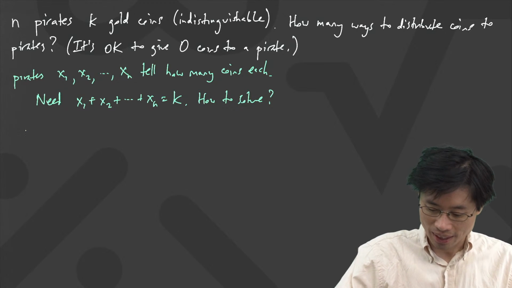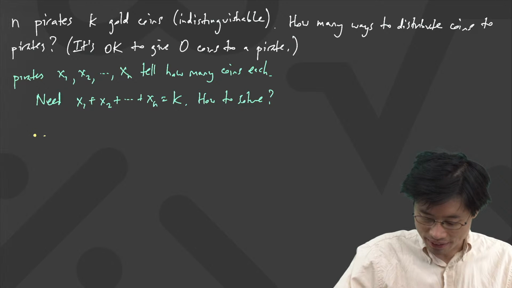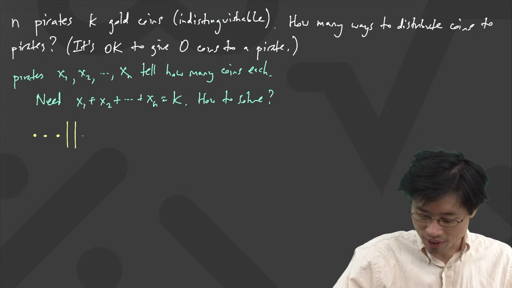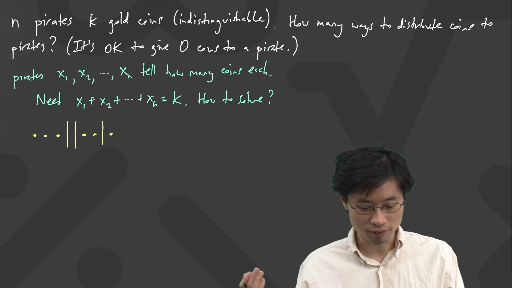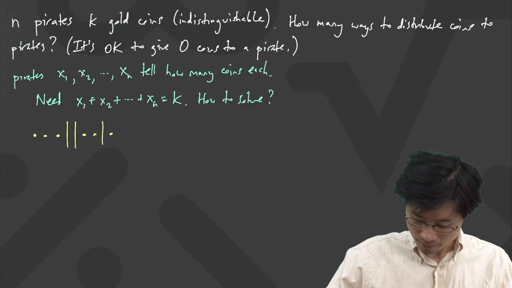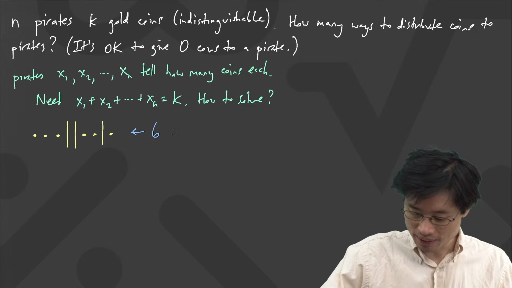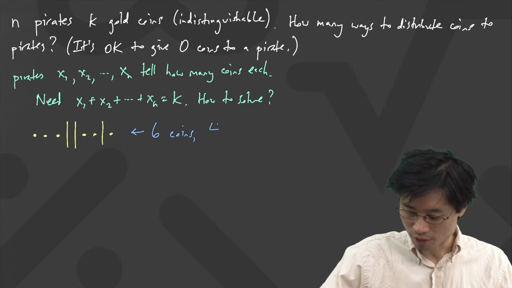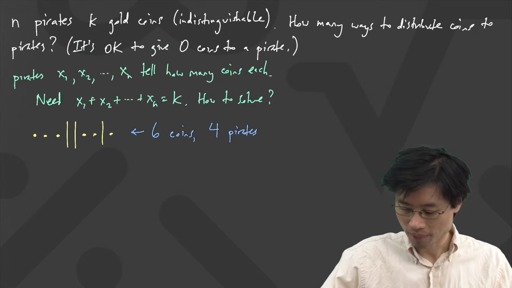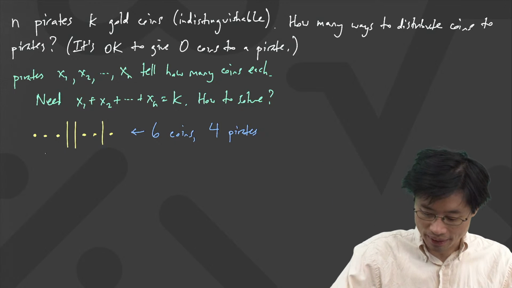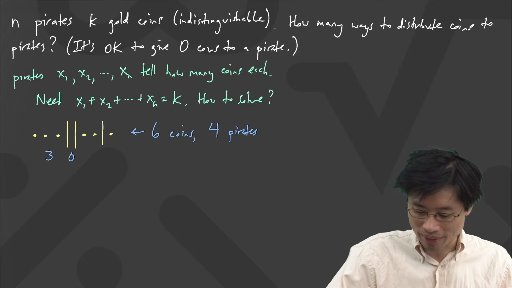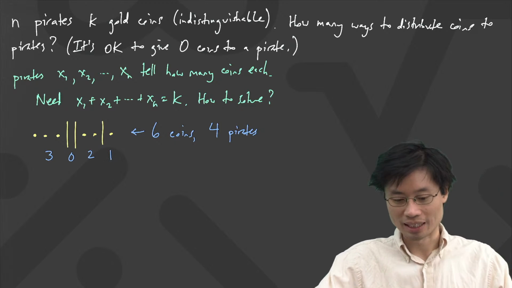And if I'm using the original version, then I can actually think of drawing a diagram, right? I can say, for example, if I draw something like this, some dots here, I'm going to put 3 of these vertical bars there. I'm just drawing something, okay? And what I've just drawn is a situation where I have 6 gold coins and 4 pirates. So this corresponds to 6 coins and 4 pirates. And it's a very particular distribution. The way that these coins got distributed is that the first pirate got 3, the second pirate got 0, the third pirate got 2, and the last pirate got 1.